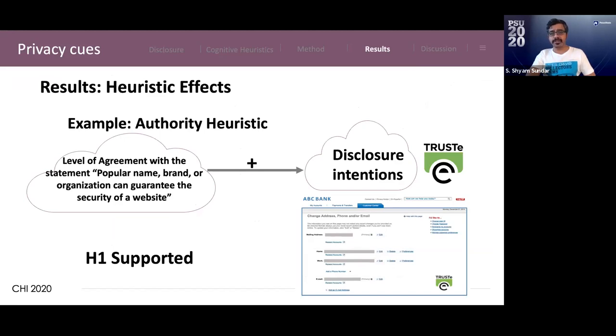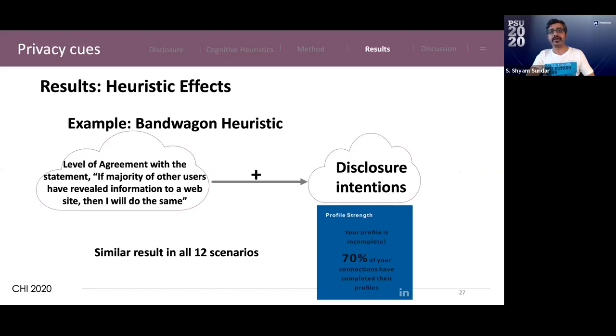Just to break it down, if a person showed strong belief in the general statement about authority heuristic, that a popular name, brand, or organization can guarantee the security of a website, it means this heuristic is at the forefront of their mind, what we call cognitive accessibility. When such a person encounters a bank site featuring a cue to an authority, such as the trustee in this example, they're more likely to disclose personal information than a person who does not have such a strong belief in this authority heuristic. Similarly, individuals with a strong belief in following the crowd will disclose more when they see a cue to their bandwagon tendency than individuals with lesser belief in following the crowd. Similar results were found for all 12 scenarios.